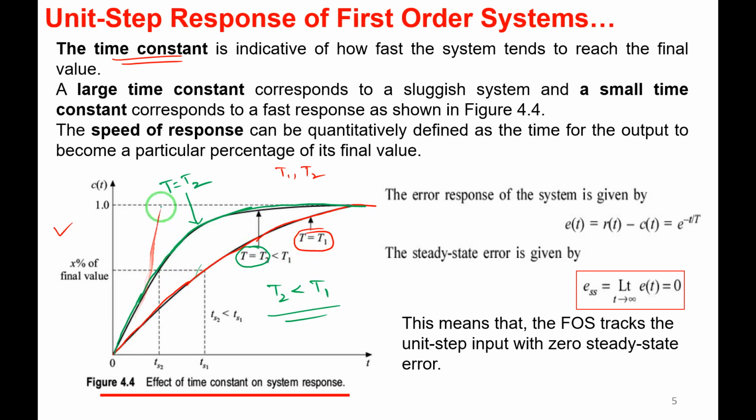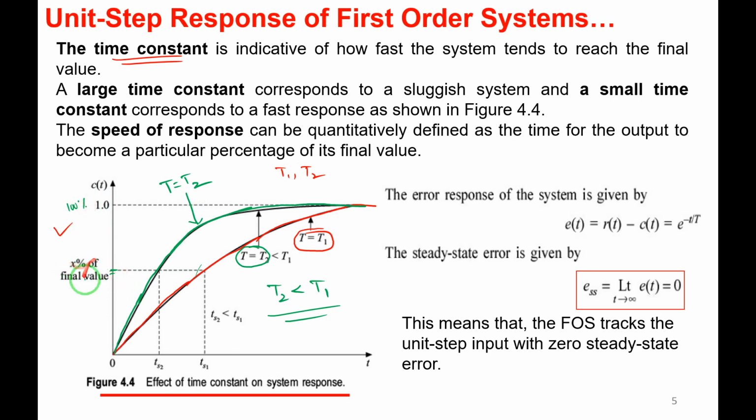One more thing I will tell you, how it is fast, how it is slow. I will show you. For example, the time constant is indicative of how fast the system tends to reach the final value. Let me assume that at this instant, let me take this as 100%.